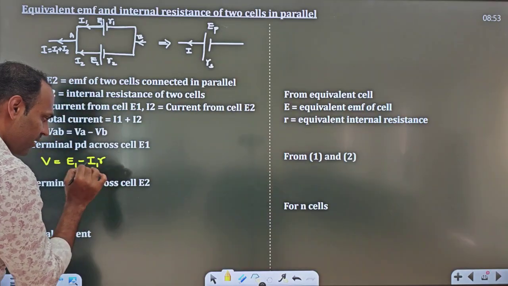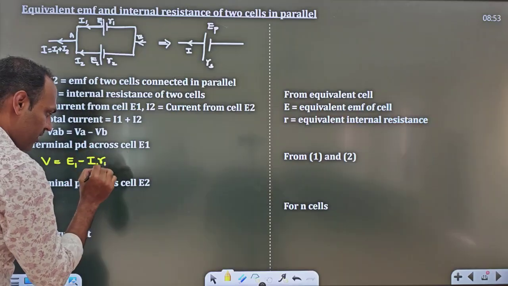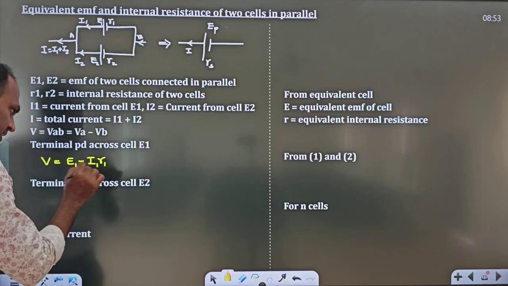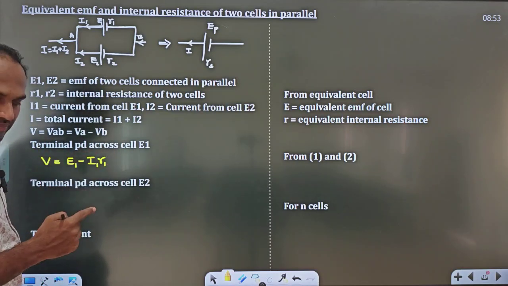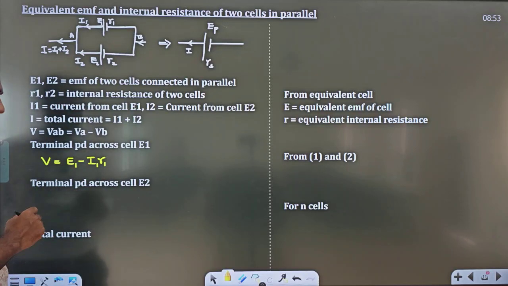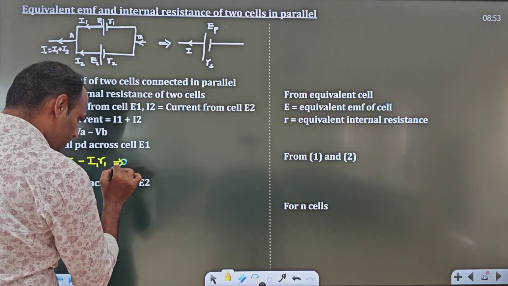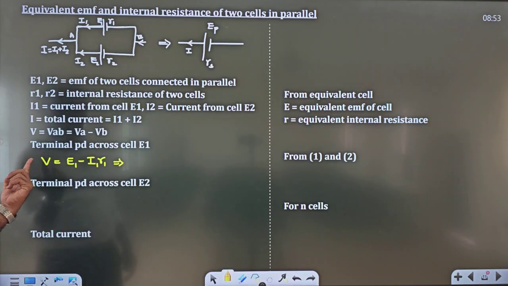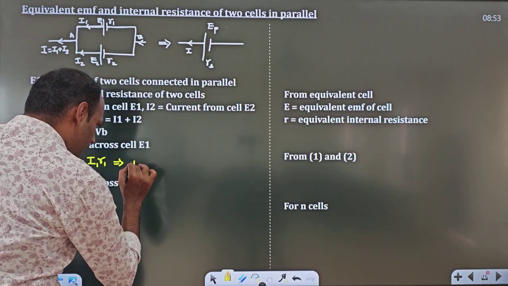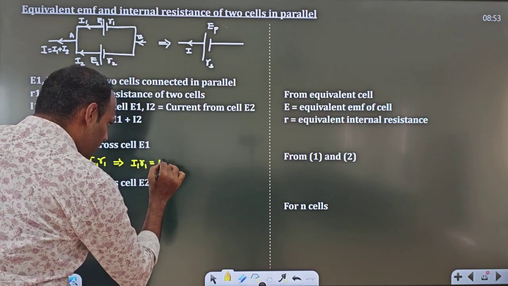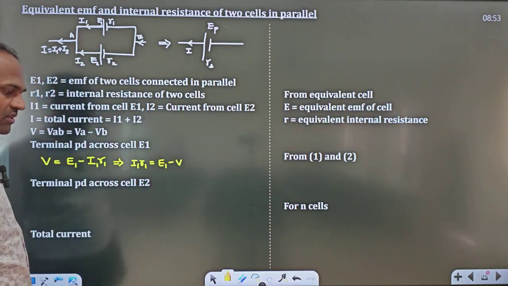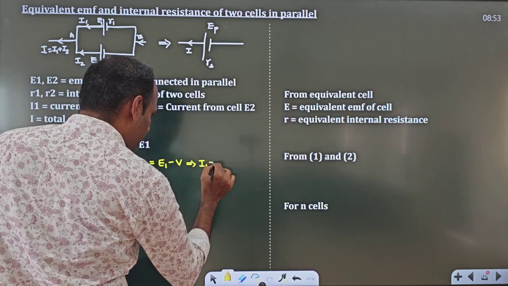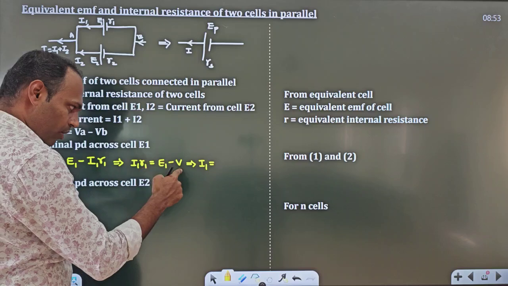the EMF of the first cell is E1. Current from the first cell is I1. Internal resistance of the first cell is R1. Like this we will get it. Correct? Okay. Next, from this equation, you get an equation for I1. How to get it? See, I will write it like this now. I will shift I1 R1 to the LHS and V to the RHS. So we get I1 into R1 is equal to E1 minus V. Now if I write it for I1, R1 comes to this side as the denominator.